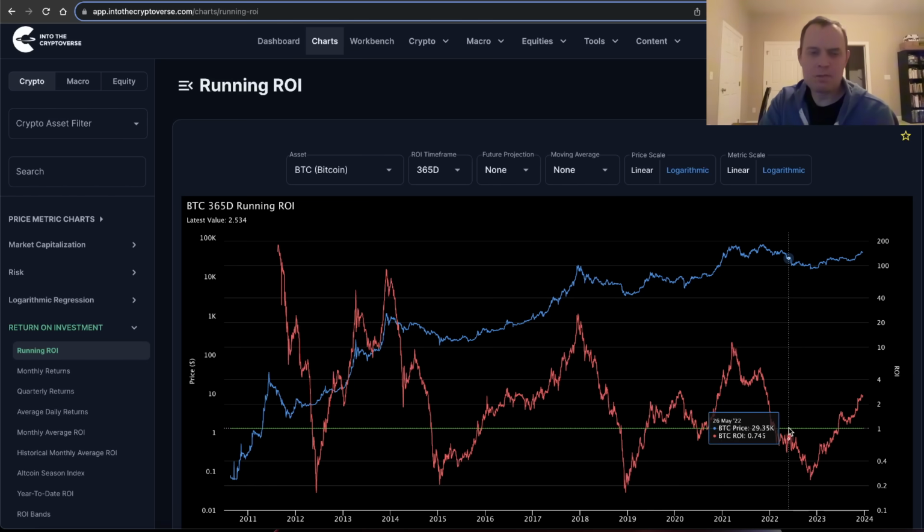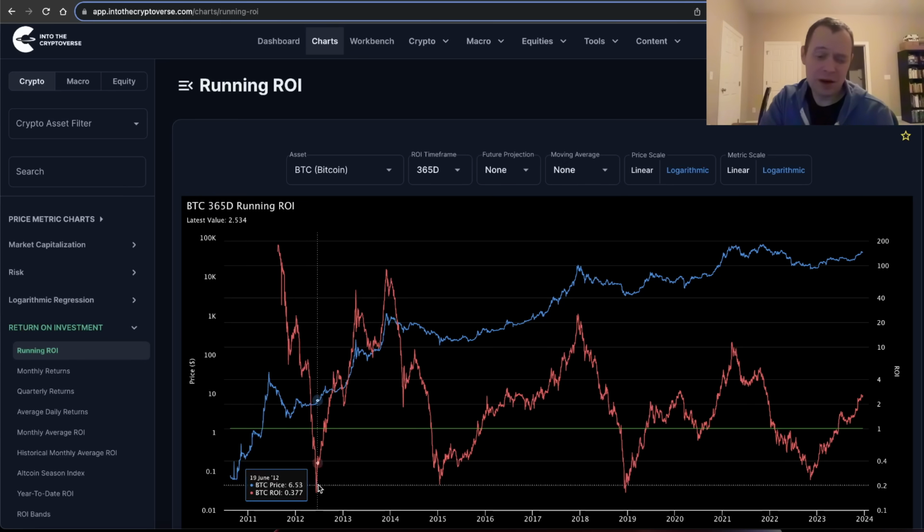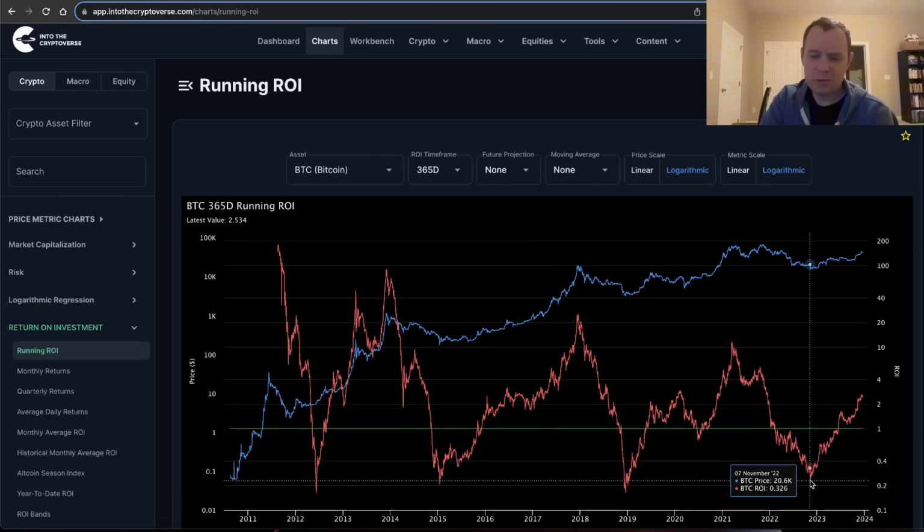Now, if you remember back to Q3 of 2022, in about July, August, we speculated that there would be another drop going into Q4. One of the reasons is that quite frequently you'll see the running 1 year ROI bottom out at around 0.2, give or take. And you can see that it did once again.